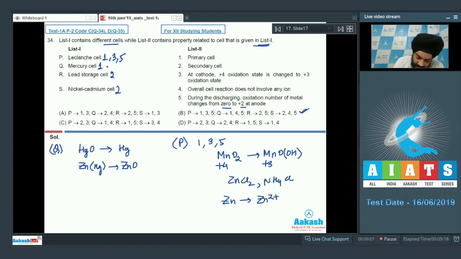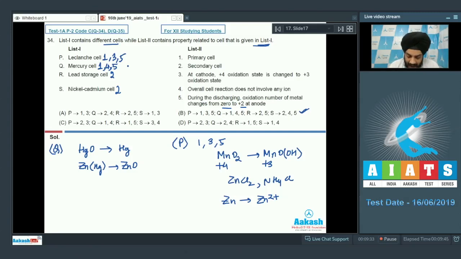So we had seen that 1 was a match. So along with 1, we have to add a 4 as well. And if you look at the fifth option, during the discharging, the oxidation number of metal changes from 0 to +2 at anode. This is also correct, students. We can see that zinc changes its state from 0 to +2 at the anode. So the correct matching for option Q will be 1, 4, 5.